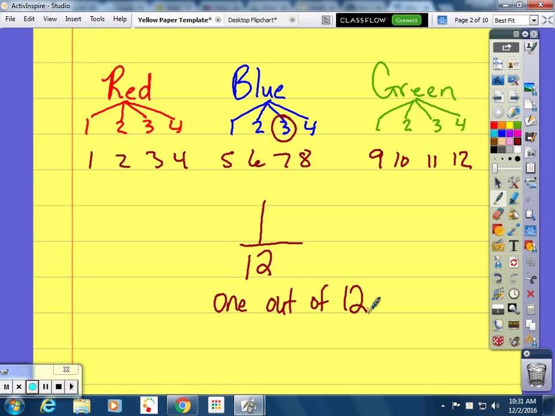Again, this is a tree diagram. A tree diagram starts with one of the things that can happen, and then it extends to the other things that can happen.